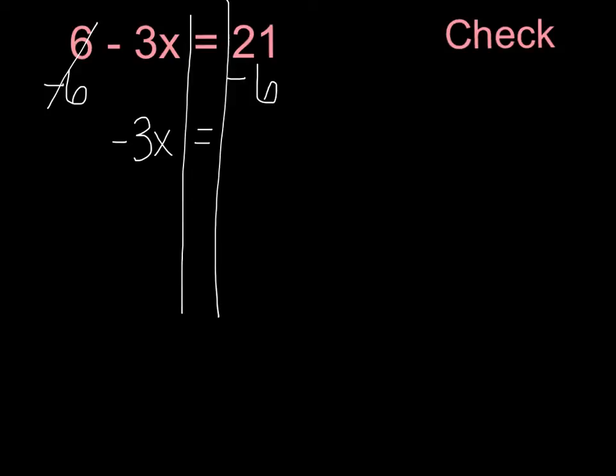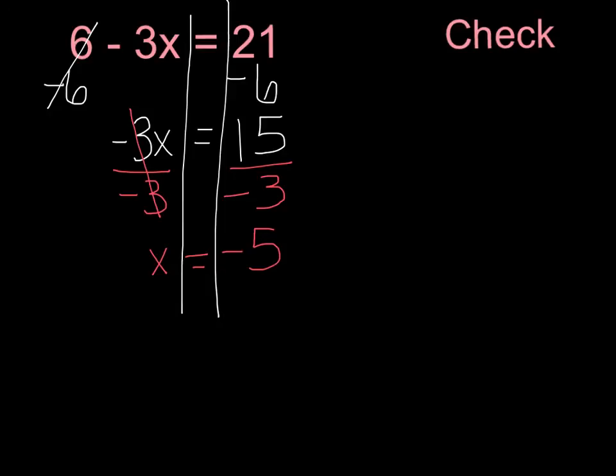So now 21 minus 6 is 15. Now we need to do the opposite of multiplying negative 3 times x. The opposite would be dividing by negative 3. So these will cancel here. X equals 15 divided by negative 3 is negative 5.